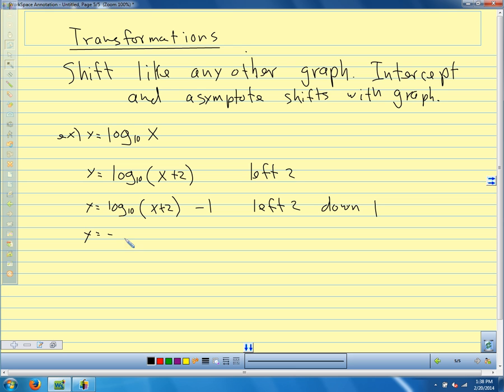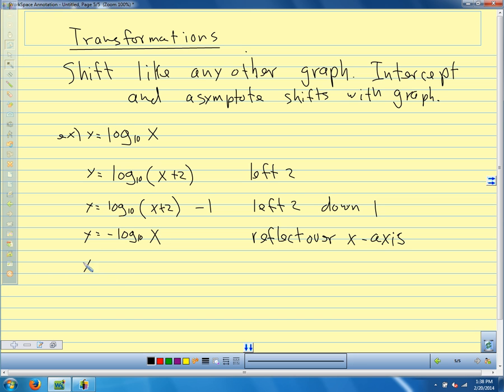So how about y equals negative log base 10 of x? What's that going to be? Reflect over the x. And so is our intercept going to change if I reflect over the x-axis? Because our intercept is an x-intercept, so it stays the same. Is our asymptote going to change if I reflect over the x-axis? No. Basically I'm flipping the graph upside down if I don't do anything else to it.